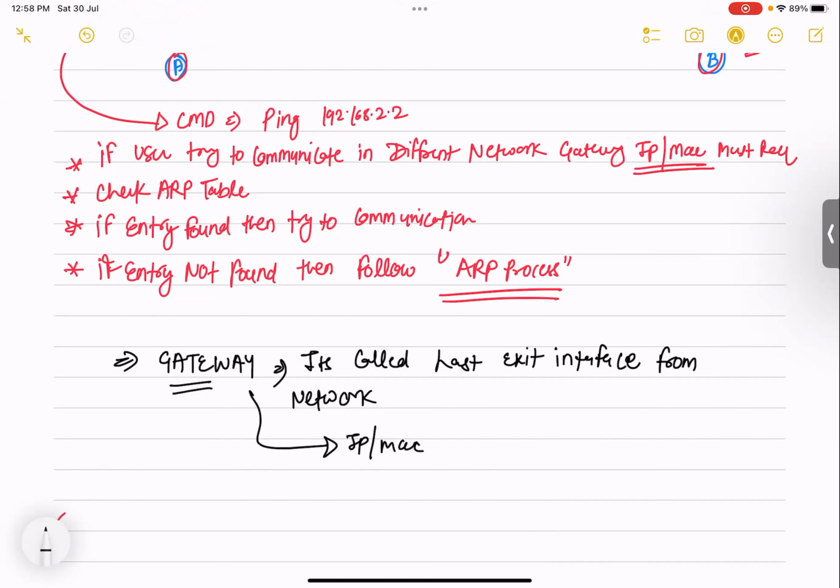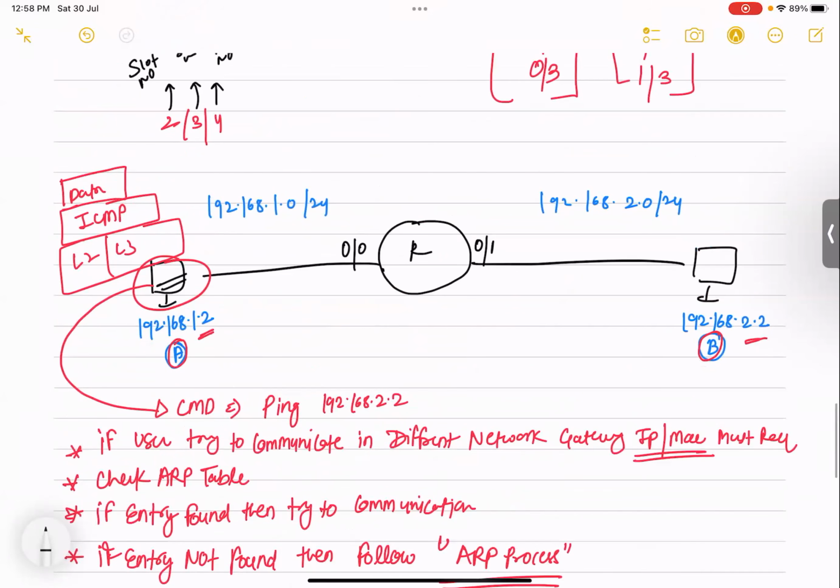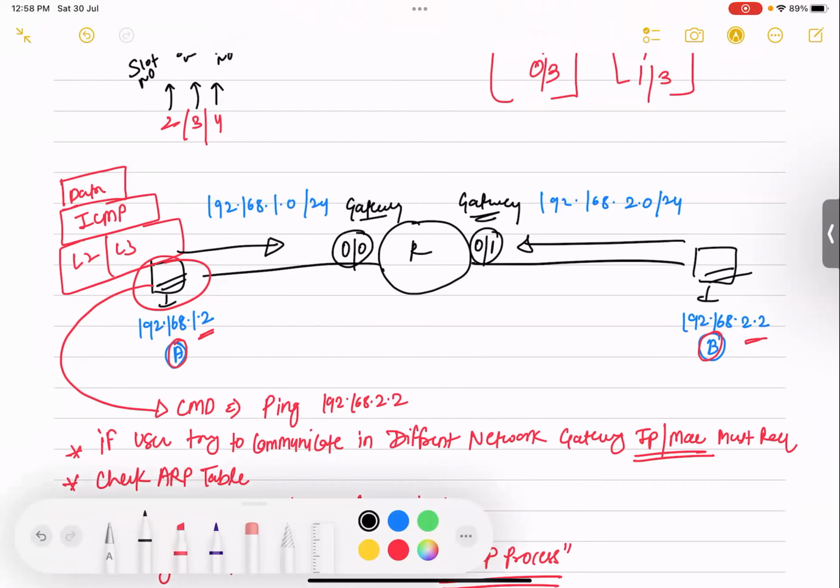So whenever this user tries to communicate with that user, the data is forwarded to the router side. The router asks which is your gateway, 0/0 or 0/1? 0/0 acts as a gateway, and 0/1 acts as the gateway for the other user. Yes.